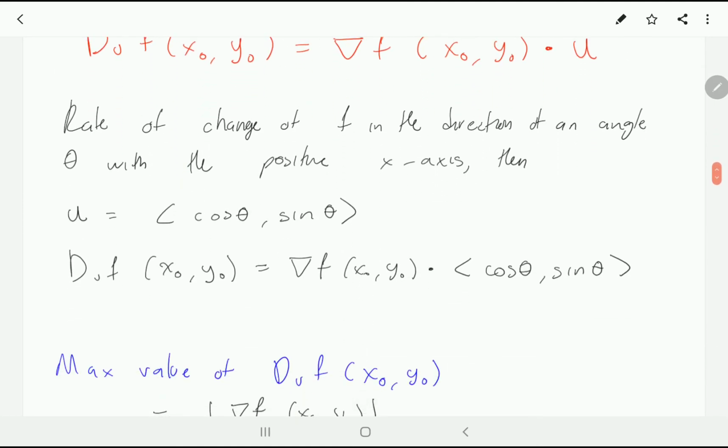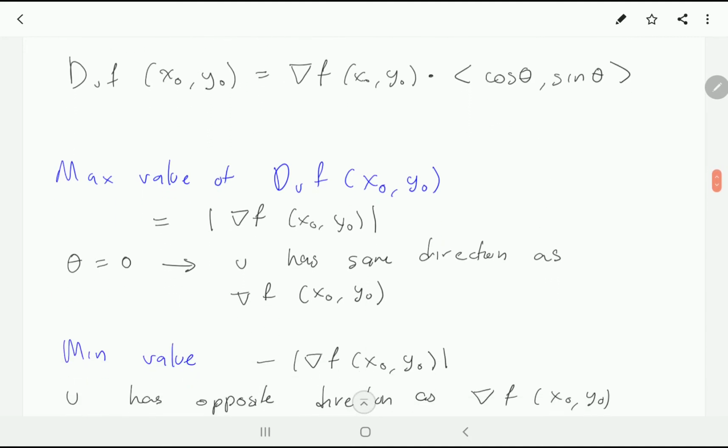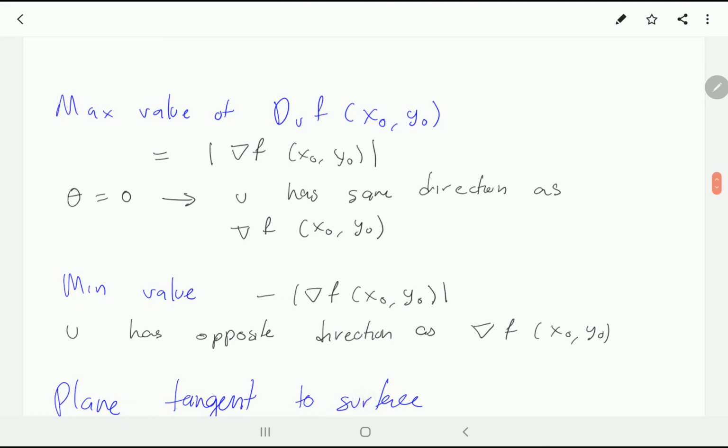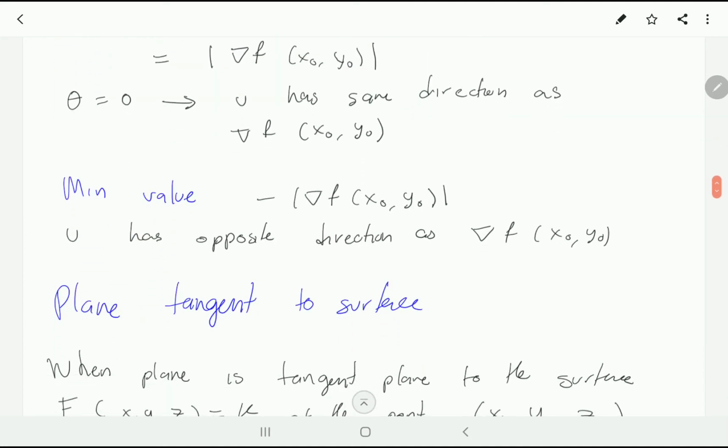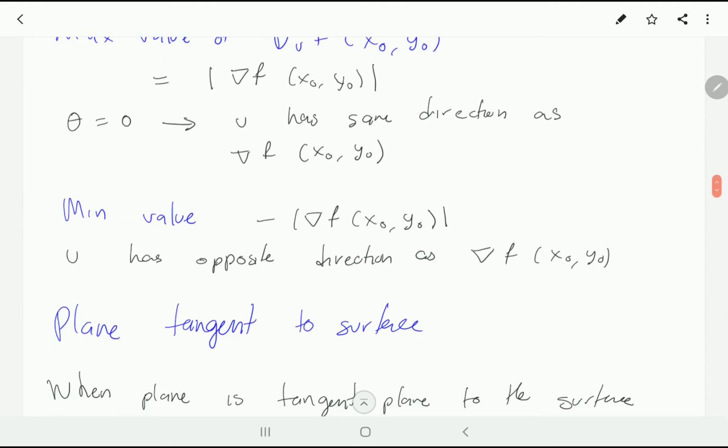When you're trying to find the rate of change in the direction of an angle with the positive axis, then you can use u as cosine of the angle, sine of the angle, and then this is the equation. To find the maximum value of the directional derivative, that is just the absolute value of the gradient. And similarly, the minimum value is the opposite, and it has the opposite direction.